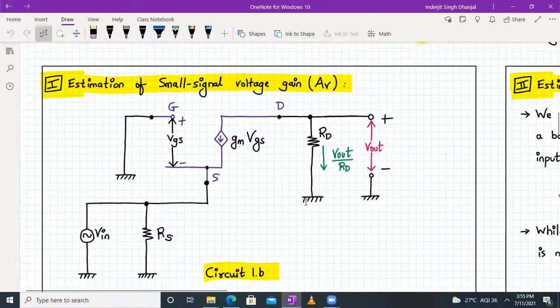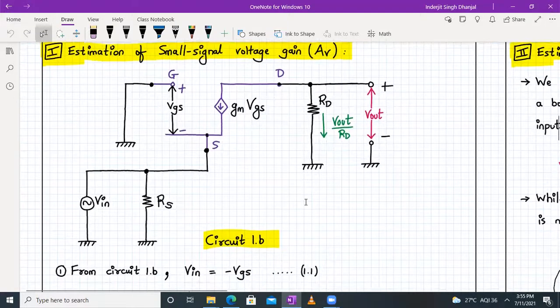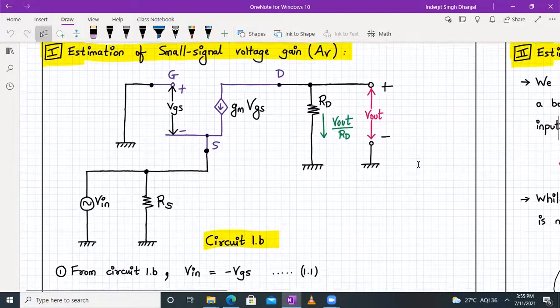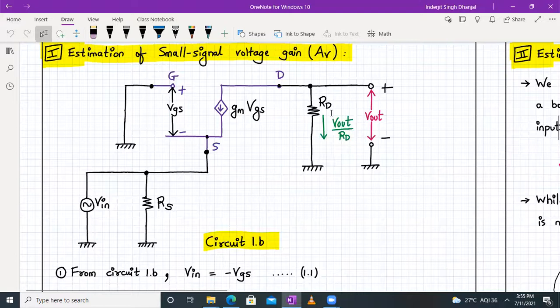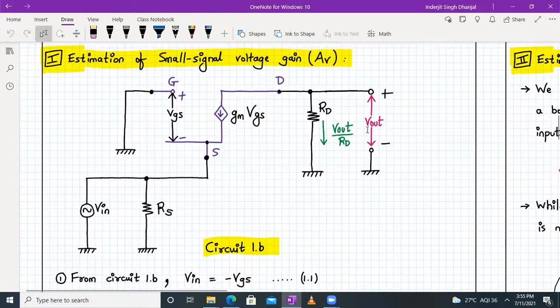So let's first go into the small signal voltage gain Av. The small signal voltage gain will be given by Vout divided by Vin. So we have to determine the relation which relates Vout to Vin. A quick observation we can make over here is that the voltage across this resistor RD is Vout. So what will be the current flowing through the resistor RD towards the ground? It will be Vout divided by RD.